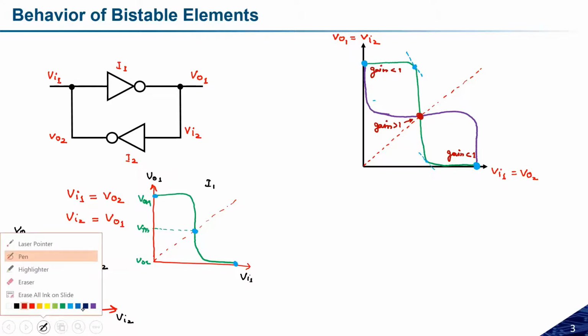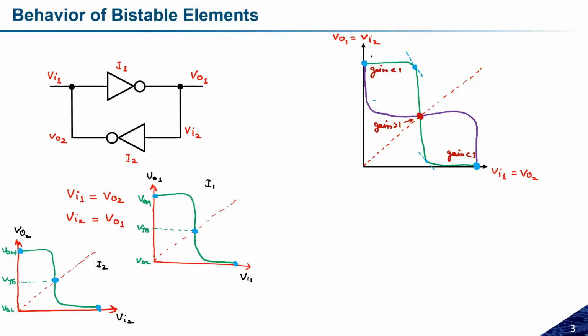And if I'm talking about the stability, the point where the gain is minimum, at this point we can call it the stable point. This is the stable point. Similarly, this point is the stable point, and this point is the unstable point. So this is how we can match the input output characteristics of two inverters if I have connected them back to back. This is really important.